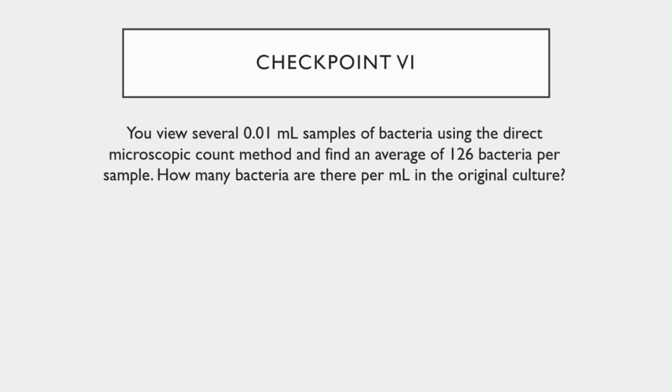Checkpoint 6. You've used several 0.01 milliliter samples of bacteria using the direct microscopic count method and find an average of 126 bacteria per sample. How many bacteria are there per milliliter in the original culture?